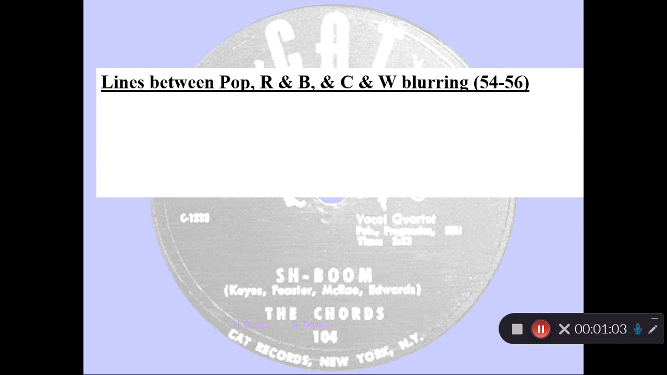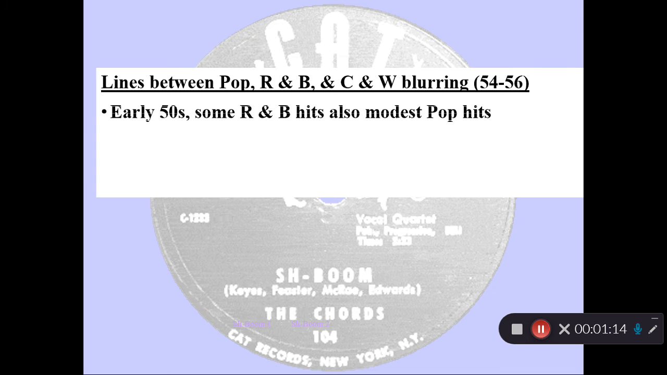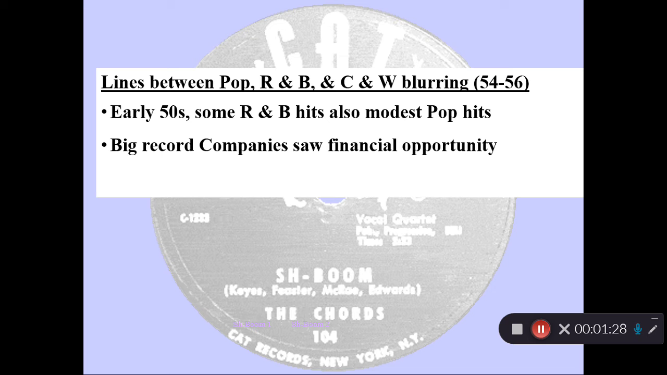We're going to start with the fact that the lines between pop, rock and R&B, rhythm and blues, and country and western started blurring. This happened primarily in the period of 1954 to 1956. So in the early 1950s, some R&B hits also became modest pop hits that they started selling to the pop audience. And so big record companies saw a financial opportunity that they could make money by doing this. But what they needed to do is make their own versions of the R&B song, something that was a little bit less rough that the pop audience would be able to relate to and want to buy.